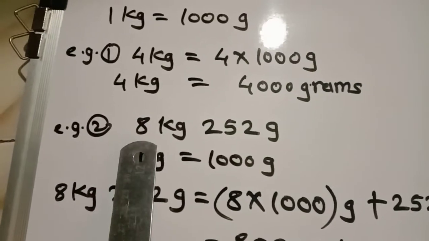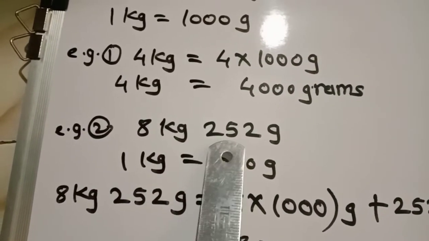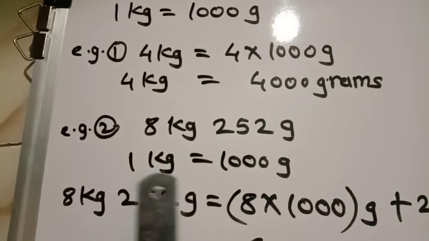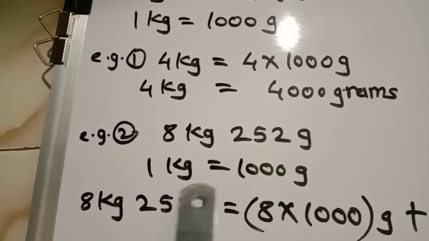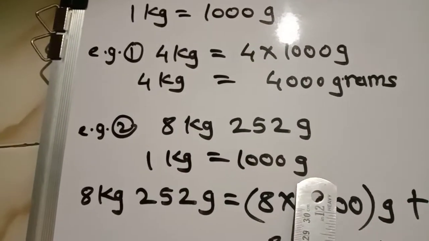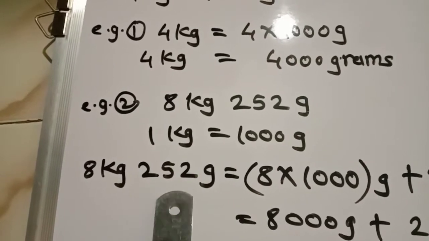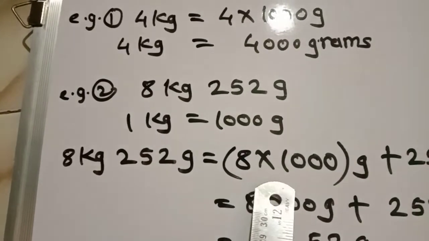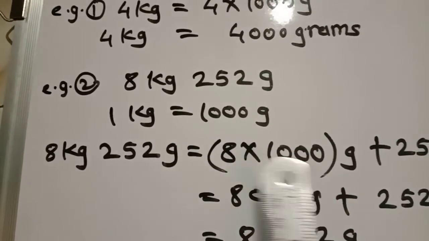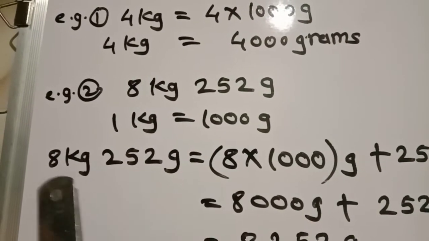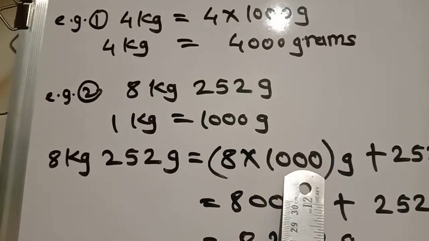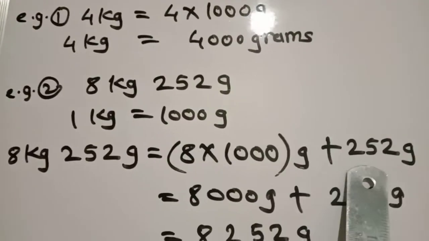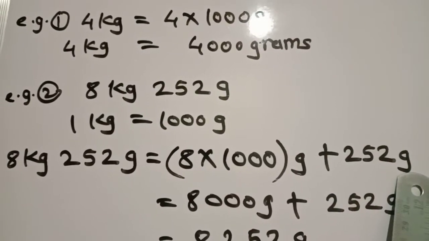For example, second: 8 kilogram and 252 gram. You have to convert into gram. Here 1 kilogram is equal to 1000 gram. So 8 kilogram and 252 gram, we have to convert into gram, so multiply by 1000. Here 8 kilogram multiplied by 1000, that is you have to convert into gram, so multiply by 1000, plus 252 gram, you write down as it is.